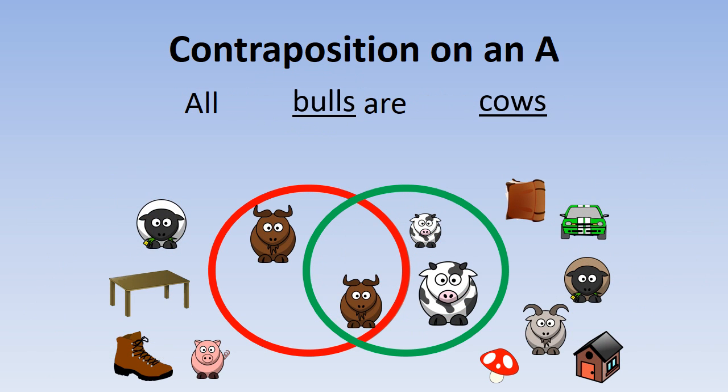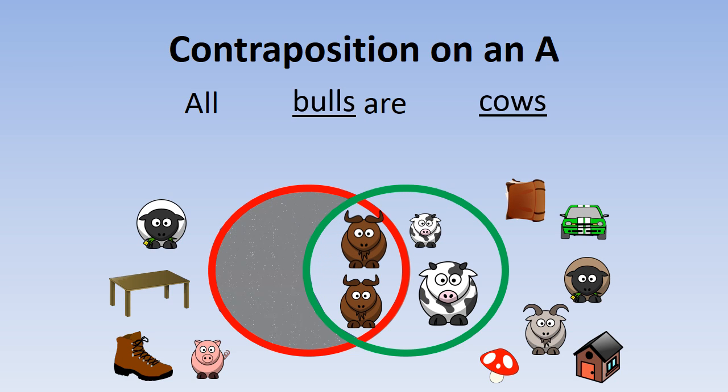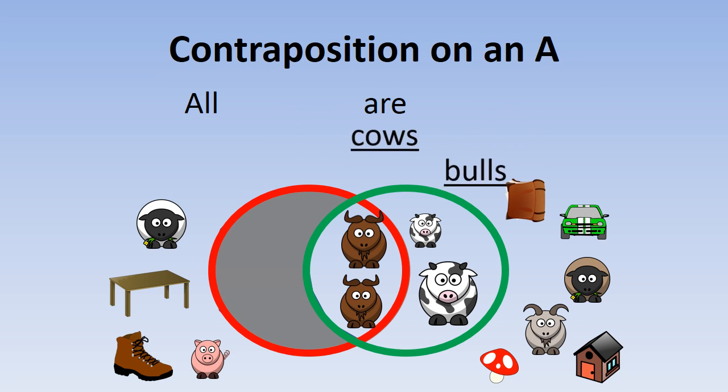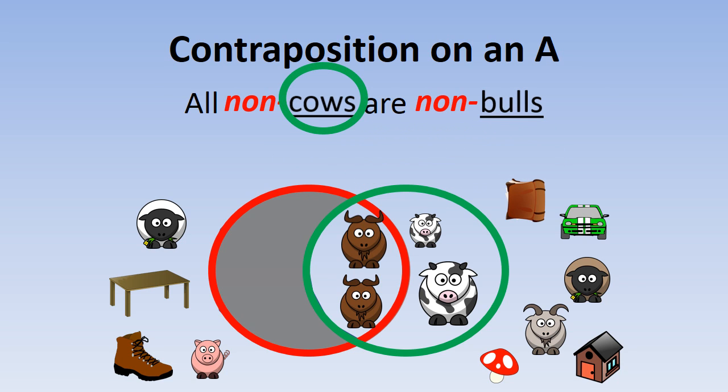How about another contraposition on an A sentence? All bulls are cows, right? I'll just scoot one more bull into the cow category here. And what that means is, if it ain't a cow, it ain't a bull. Well, all non-cows are non-bulls. Perhaps I should have used the term cattle instead of cows, but you get the point.